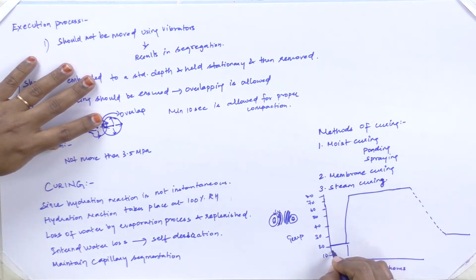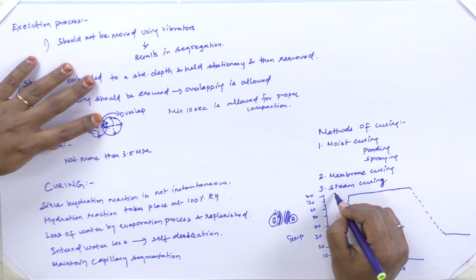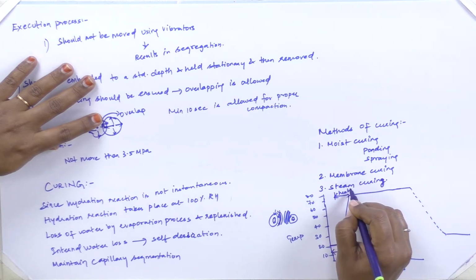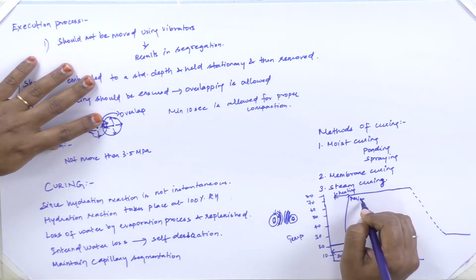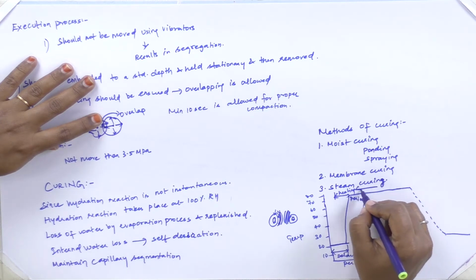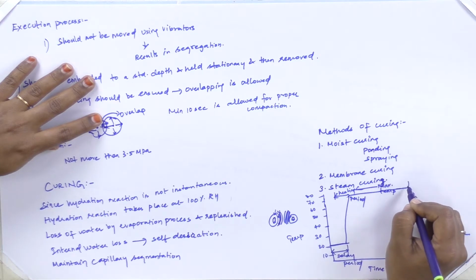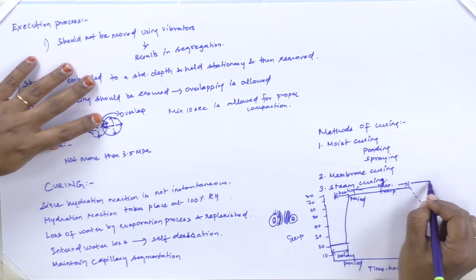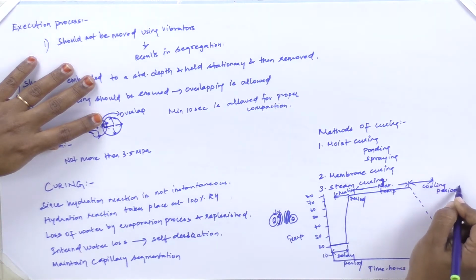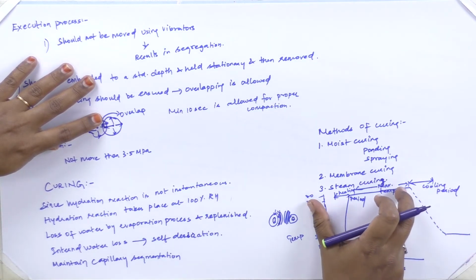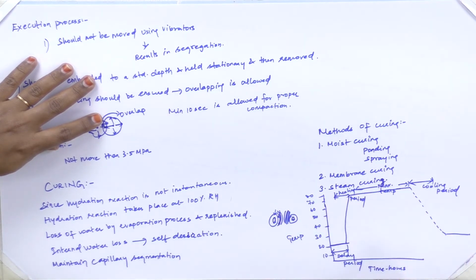So this is the delay period, heating period, maximum temperature, and this is the cooling period. The steam curing can be done for concrete based on this steam curing cycle.